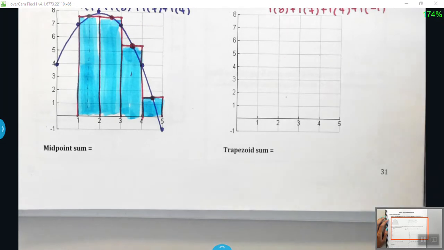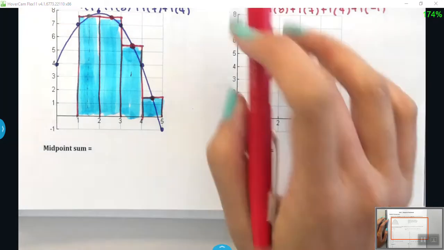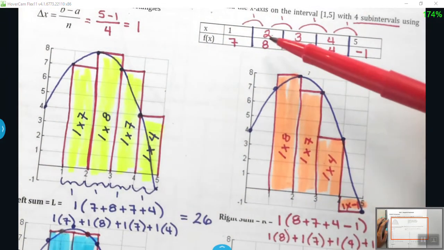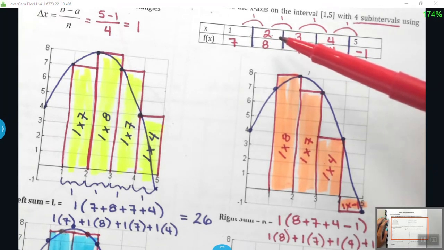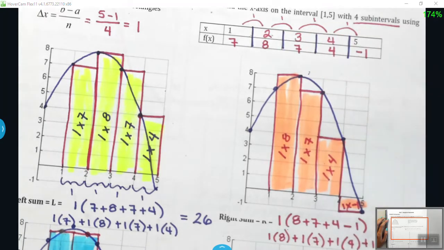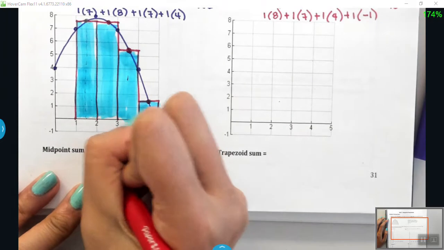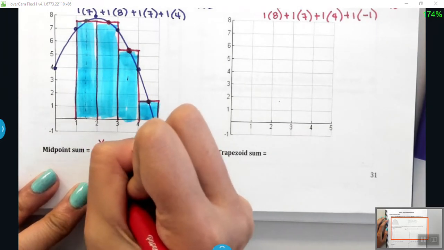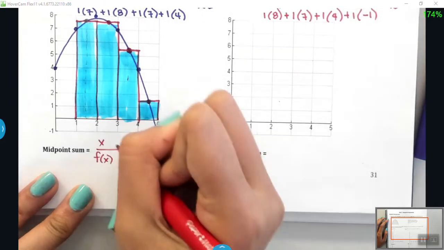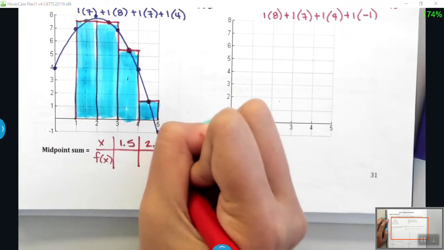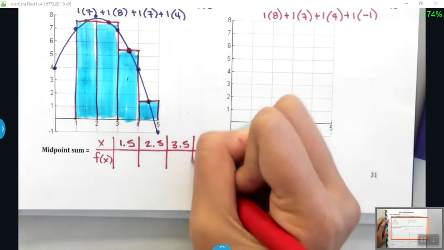Okay. And then the midpoint sum, ooh, this one's more annoying because I can't go back to my table and I can't use 1 and 2. I gotta go with 1.5. So I need these numbers in between. I need 1.5, 2.5, 3.5, and 4.5. So we've got to do a table x, f of x. And my table would be 1.5, 2.5, 3.5, and 4.5.